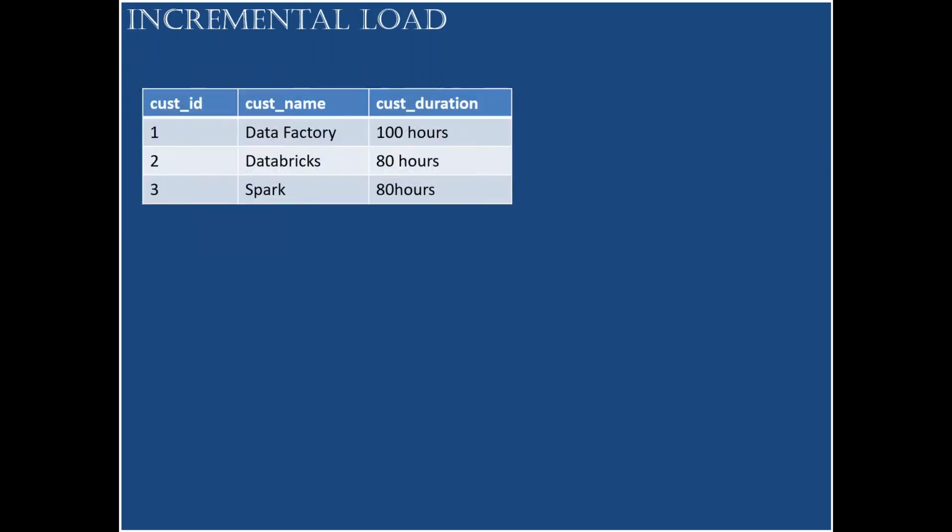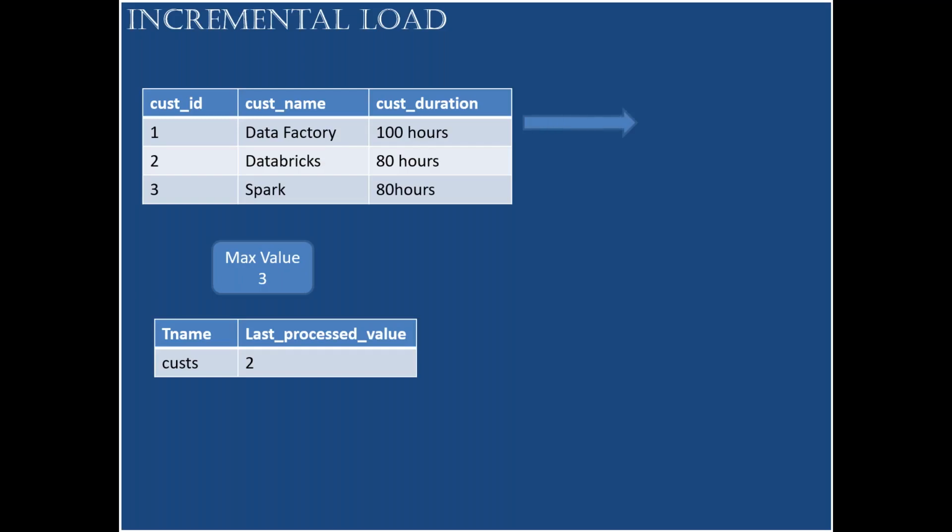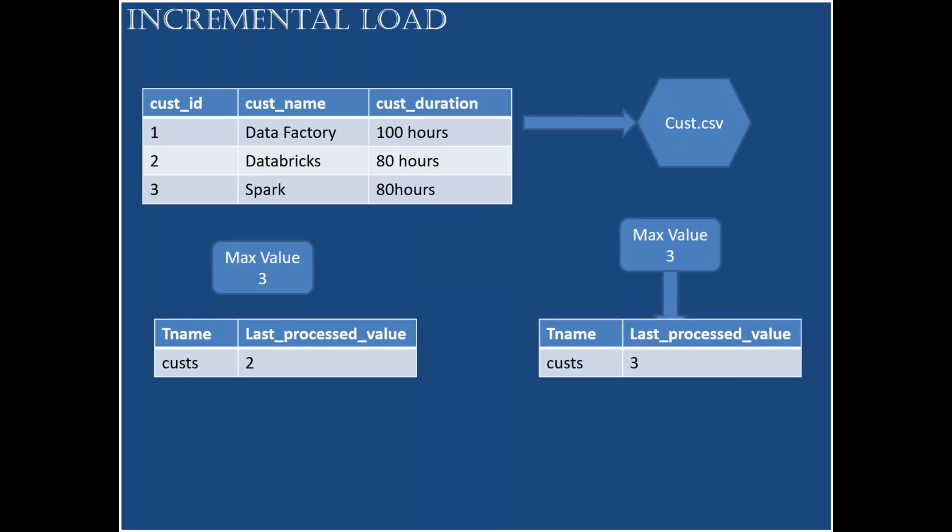Okay. Day 3. What is the max value, Srija? 3. Max value is 3. What is the last process value? 2. So greater than 2 means how many records will come? 1 record. The third record will be copied to the target and max value 3 will be updated in the metadata table.